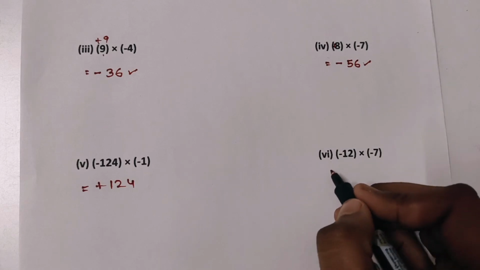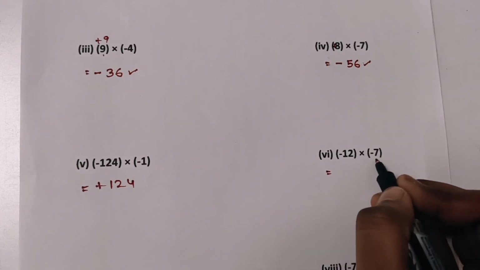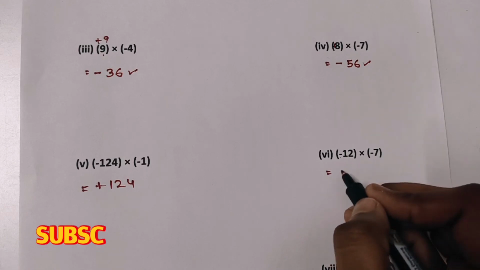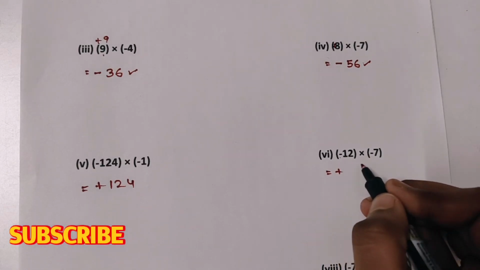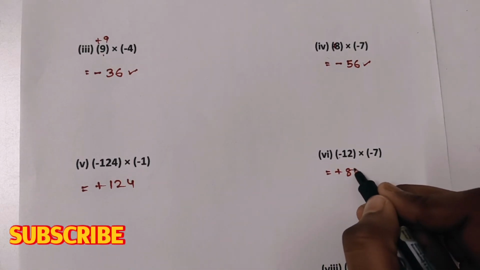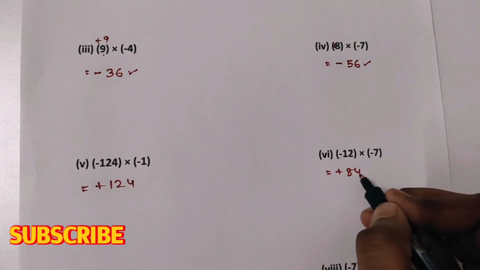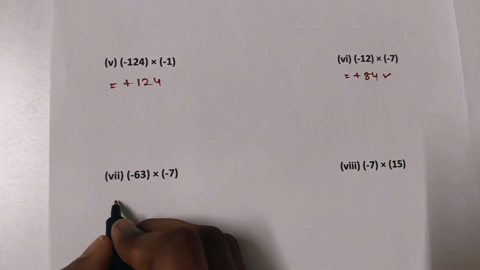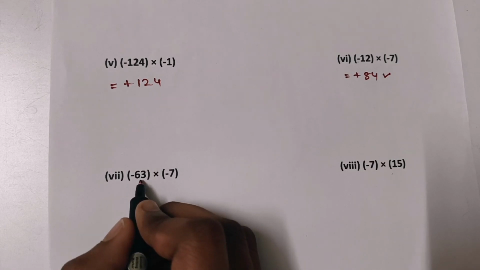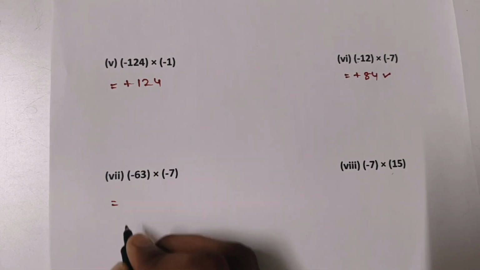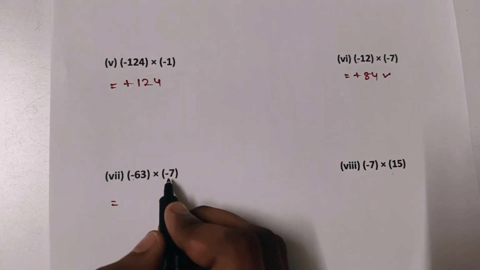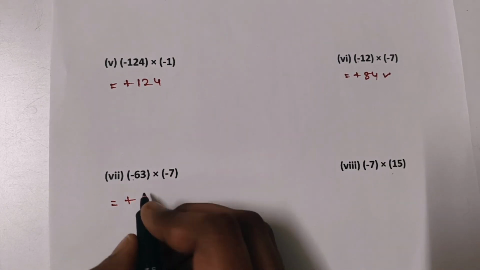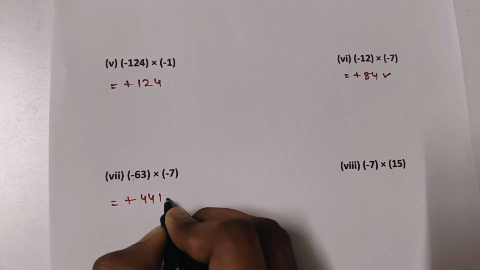Next, sixth question. Here also for both the numbers we have the same sign, that is minus. So minus into minus is plus, and 12 times 7 is 84. 12 sevens are 84, so plus 84. Next, seventh question. Here minus 63 into minus 7. Again same symbols we got. So minus into minus is plus. 63 into 7 we get 441.